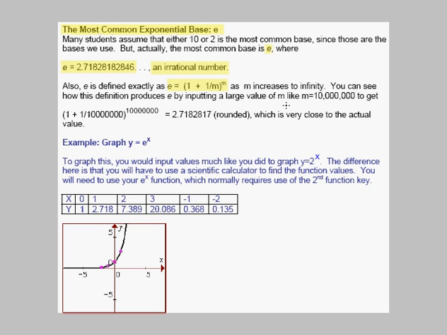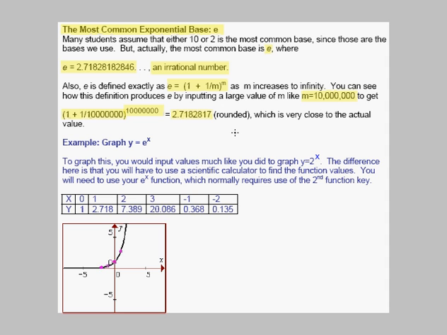Now we can get an approximation of e by just letting m be a really big number. We're going to let m equal 10 million. I plug m into this expression and I get 1 plus 1 over 10 million raised to the 10 million power. And if you work this out on your calculator, you get 2.71828. And it looks like e so far, but then it goes to 17. So it's very close to the exact value of e, but not exactly e.